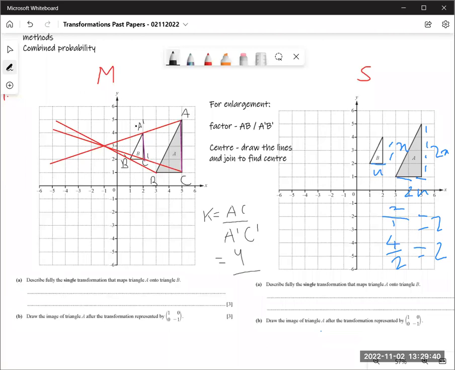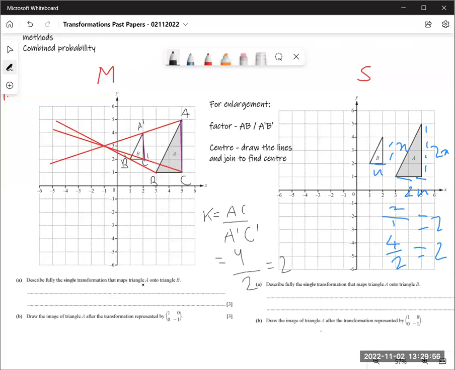Now A dash C dash is 2, right? Can you hear me properly? Yeah. 2. So the answer is how much? 2.